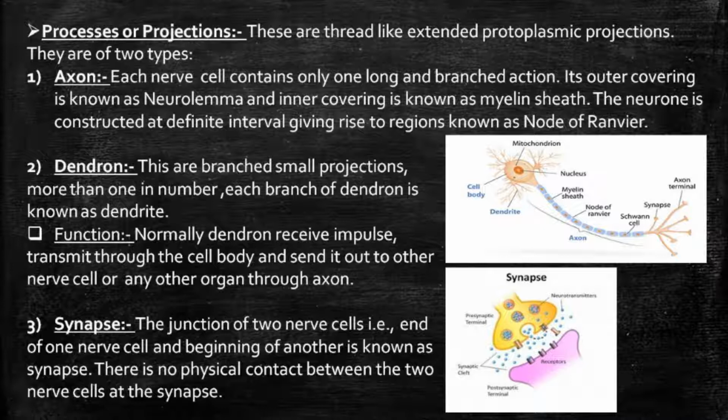Number 3 is the synapse. The junction of two nerve cells, that is the end of one nerve cell and the beginning of another, is known as the synapse. There is no physical contact between the two nerve cells at the synapse.